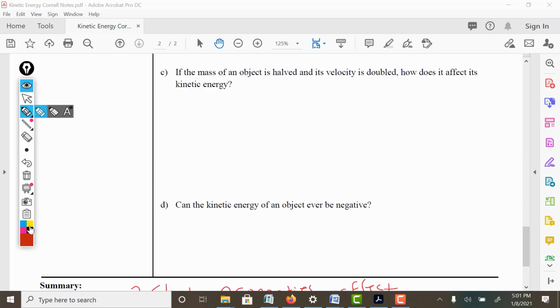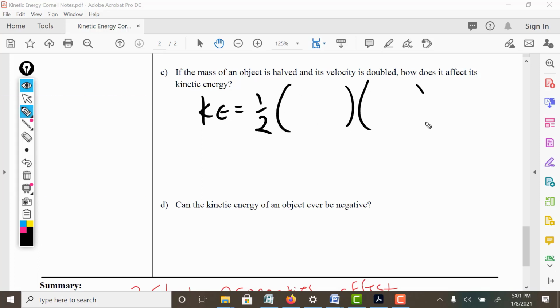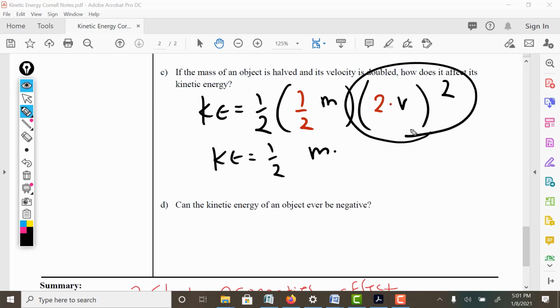Okay, on a happier note, what if we did the following? What if we halved the mass, but we doubled the velocity? So we halved the mass, we double the velocity. Well, we know what happens here. That was part B. So it's going to be 4v squared. And here's a 1/2 from the mass, because I halved the mass. But you'll see that this 1/2 and this 4, they cancel out.